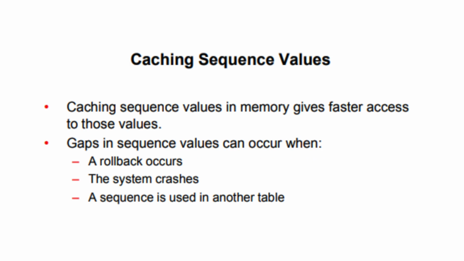You can cache sequences in memory to provide faster access to those sequence values. The cache is populated the first time you refer to the sequence. Each request for the next sequence value is retrieved from the cached sequence. After the last sequence value is used, the next request for the sequence pulls another cache of sequences into memory.